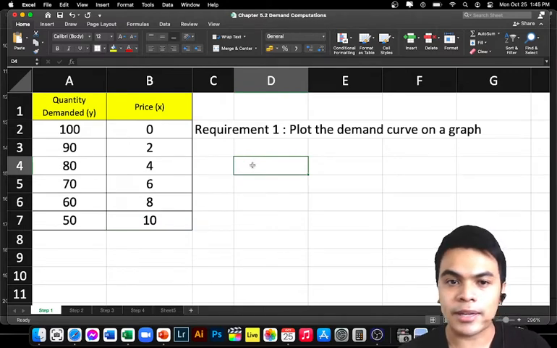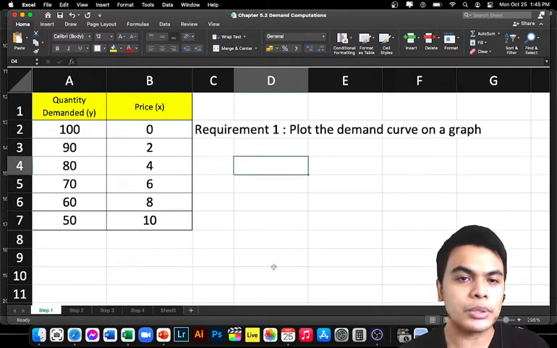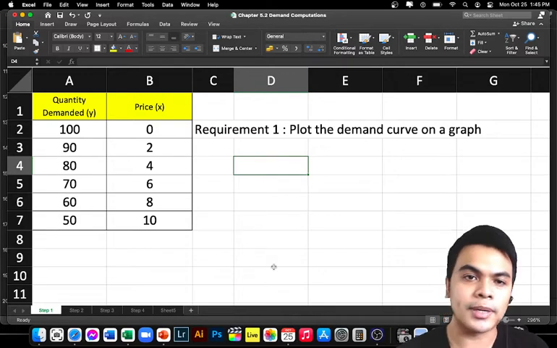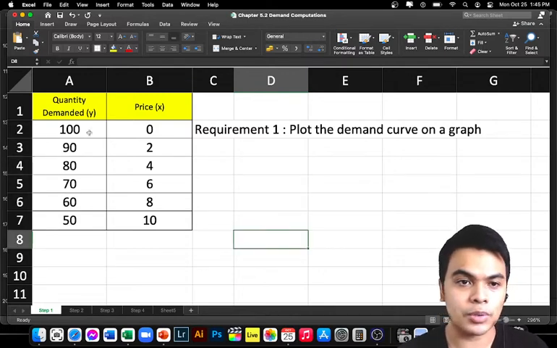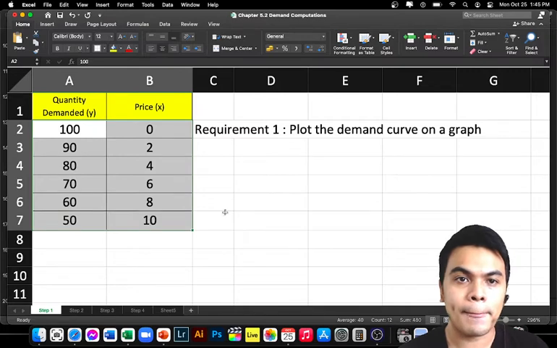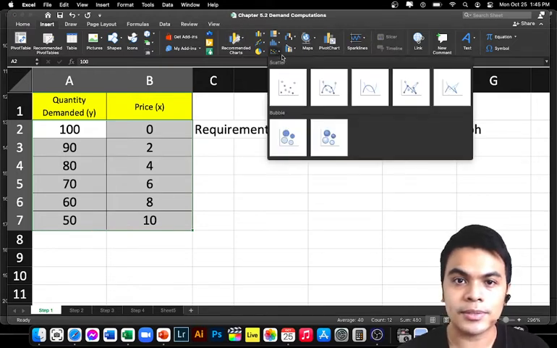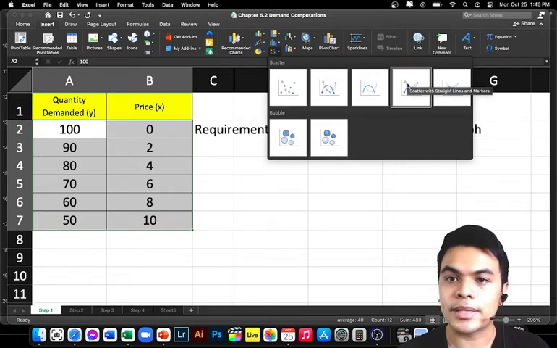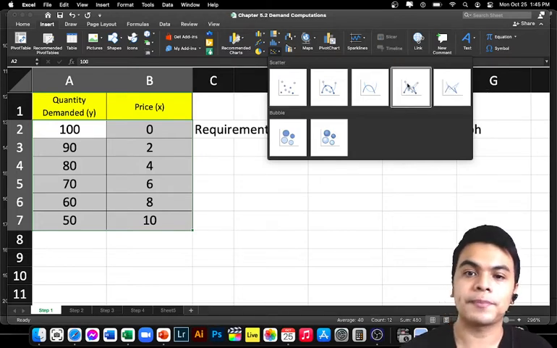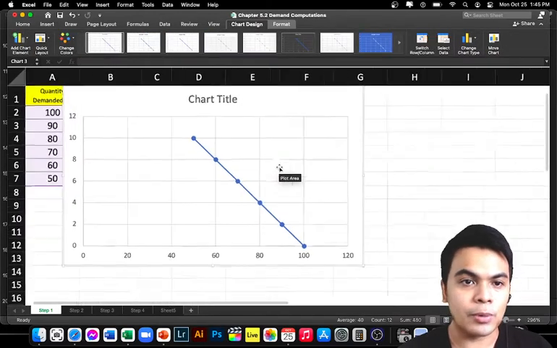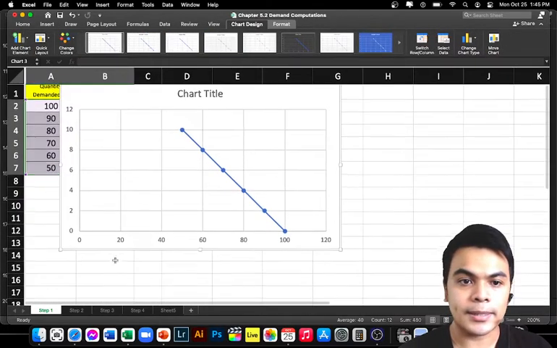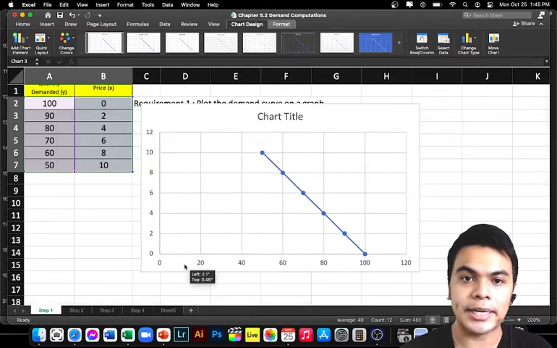I'm not sure if I have shown you last meetings kung paano ba mag-graph dito using Excel. All you have to do is highlight the data, and let's go to Insert. Here we have a section for graphs. Let's select scatter graph, then click scatter graph with straight lines. So our graph is automatically generated.